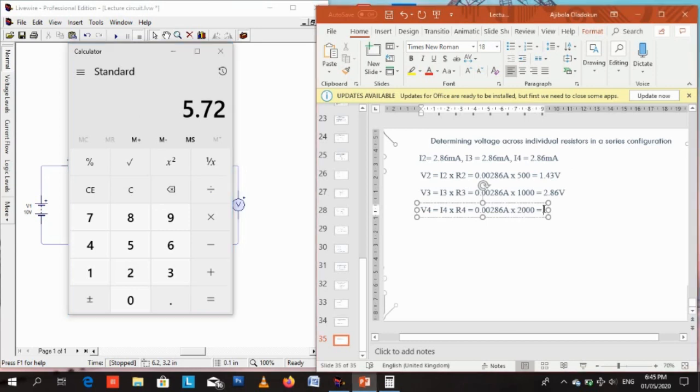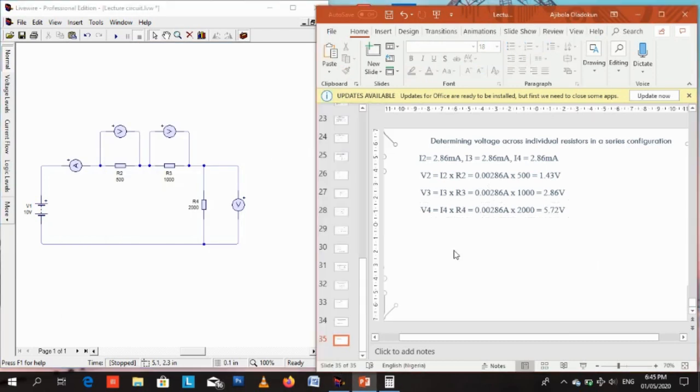5.72 volts. Good, so that's the voltage across R4. So we see here that the voltages across R2, R3, and R4 are different voltages. Even though the currents through the resistors in series are the same, the voltages are not the same.